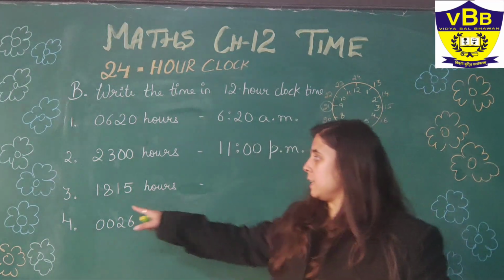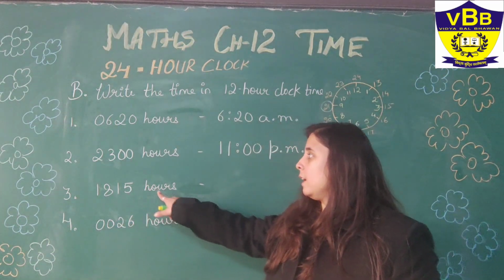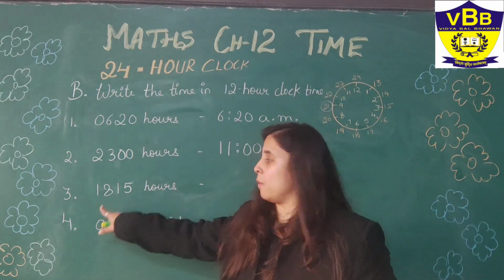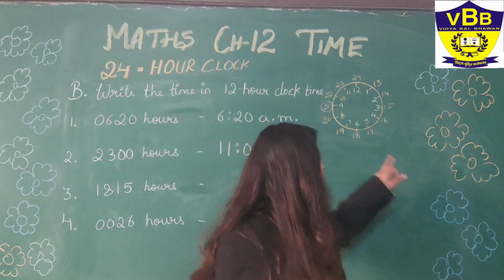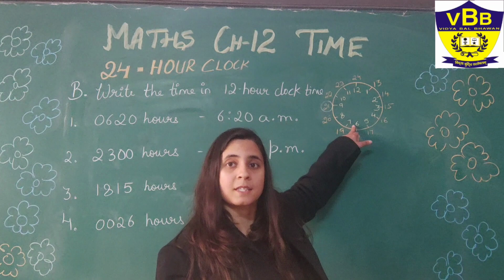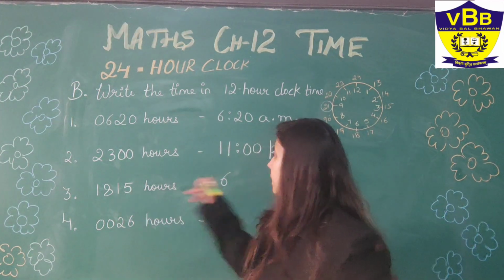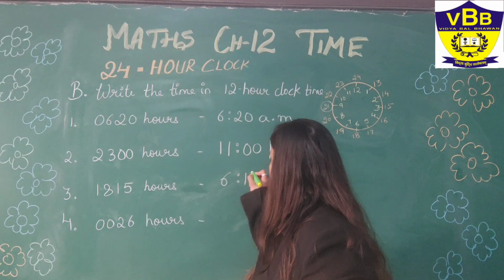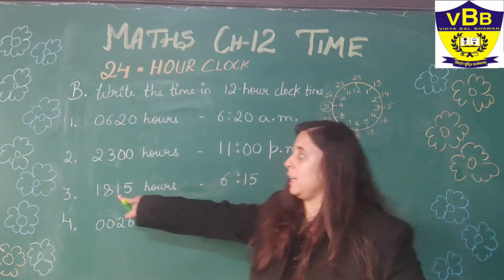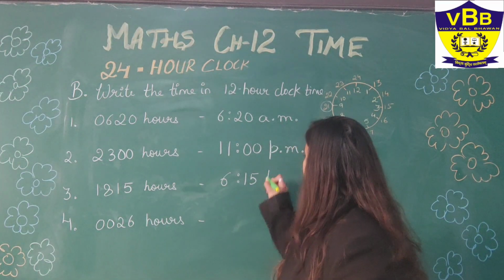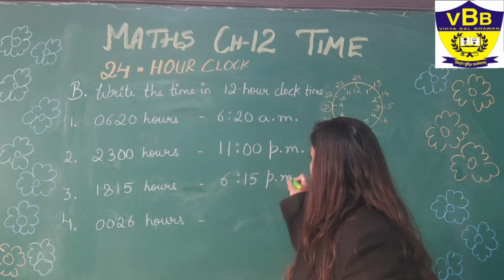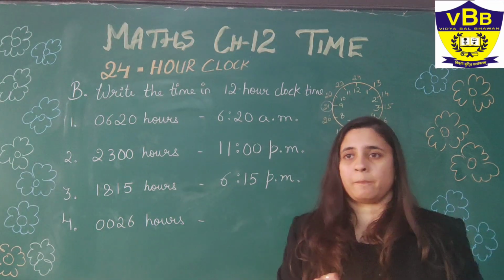Now third part is saying 1815 hours. 18 is hours, 15 is minutes. 18 is at 6. That means it will be 6 and 15 minutes. According to that we know that it will be evening time. So we will write PM.